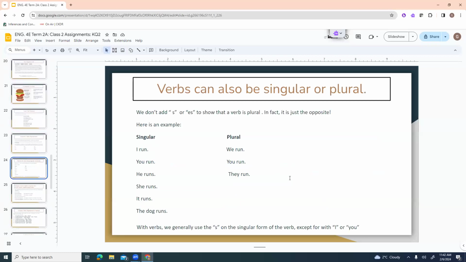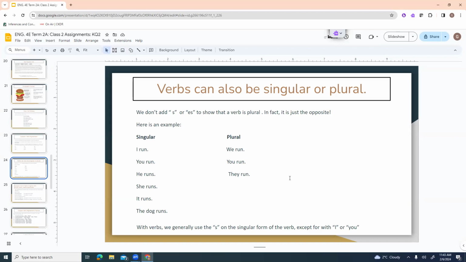So we use S or ES for nouns. We don't use it for verbs in the same way. In fact, we do the opposite. So here is an example. The word run. I run, you run. Now, the moment we get to third person, he runs, she runs, it runs, the dog runs.